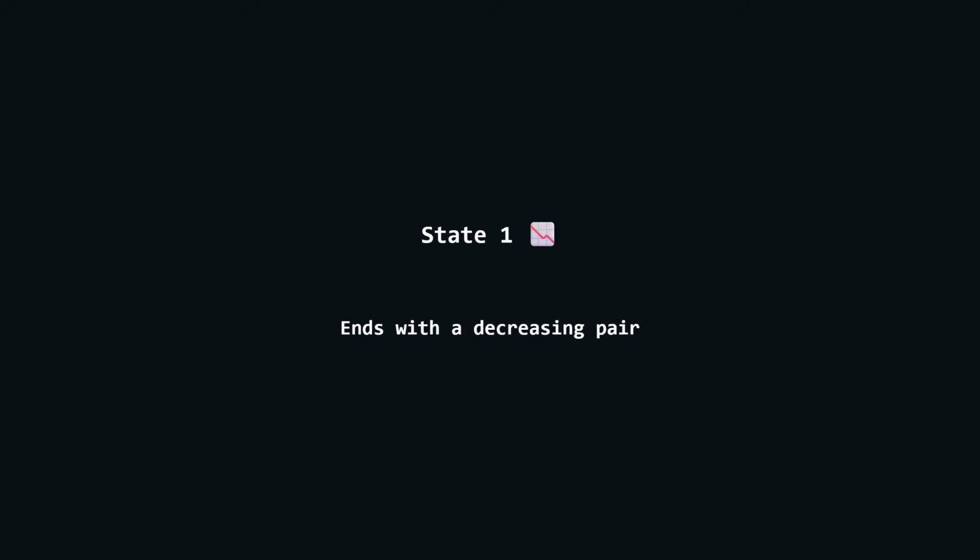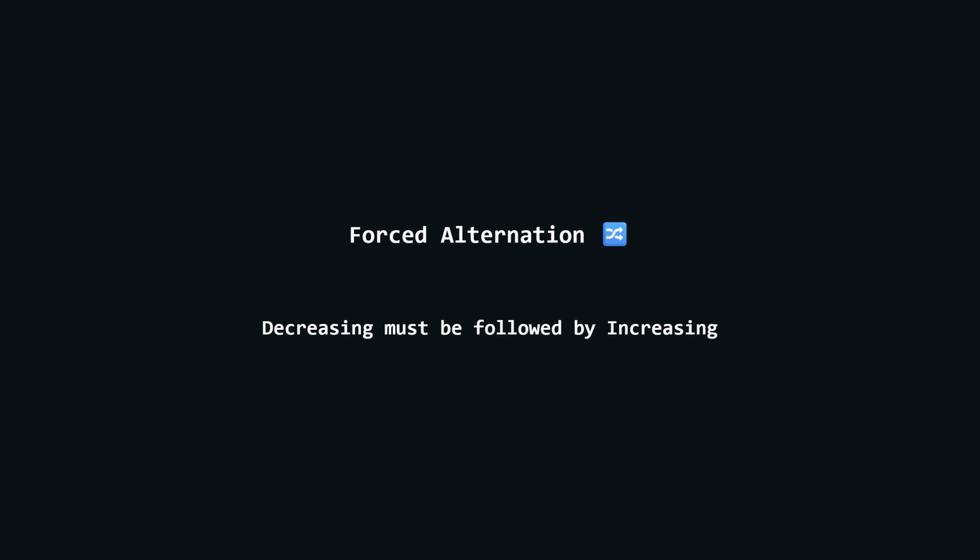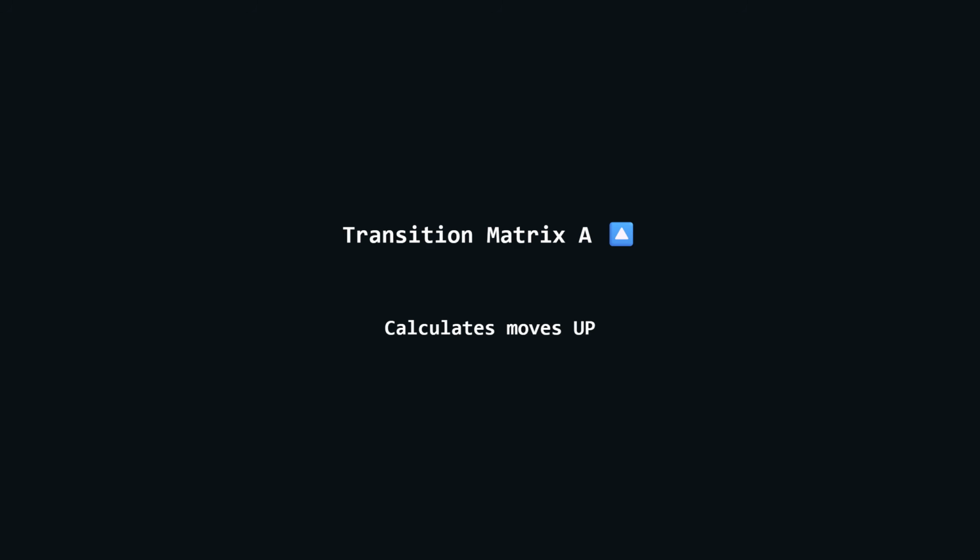State 0 means the last 2 numbers we placed went down. State 1 means the last 2 numbers we placed went up. Because we can't have 3 going the same way, ending on a decreasing pair forces our very next move to go up. We can create a grid of numbers, let's call it Matrix A, that stores all the valid ways to pick a larger number based on our limits. And another grid, Matrix B, that handles all the valid ways to pick a smaller number.